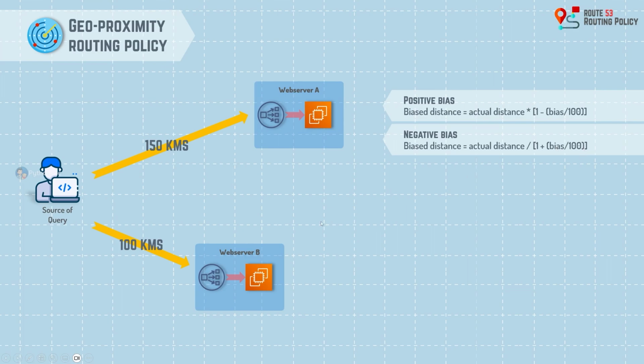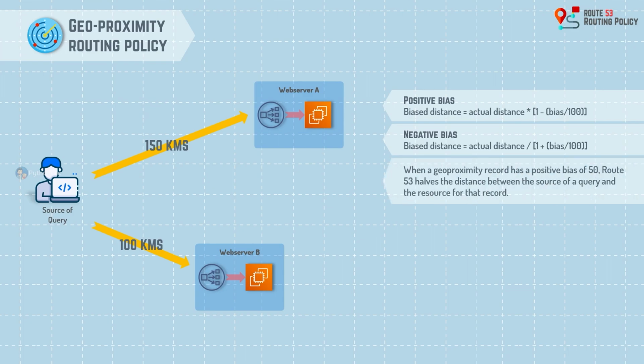So when we have a positive bias value, Route 53 treats the source of the DNS query and the resource that you specify in geoproximity as if they were closer than they really are. So let's suppose you're looking into the rear view mirror and the objects are closer than they appear, isn't it? Because there is a bias in the lens. So we have a record A for web server A, which has a positive bias of 50, and record B, or web server B here, has no bias at all.